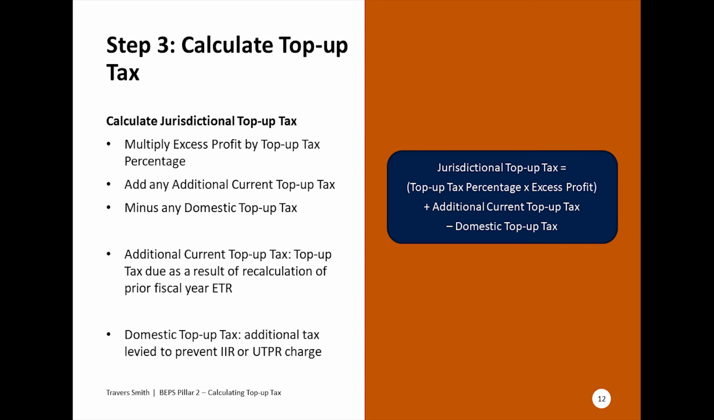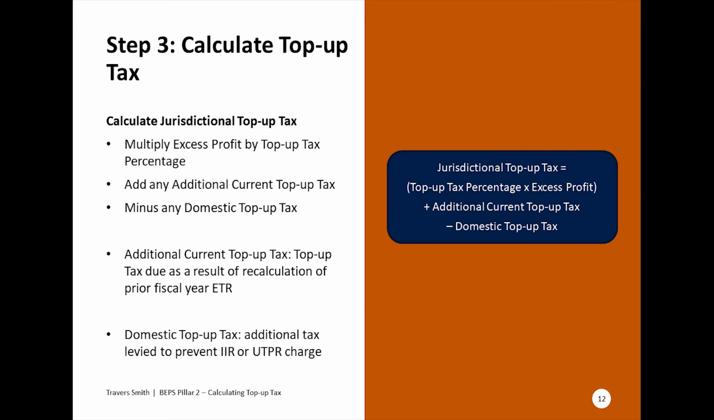What is additional current top-up tax? This is top-up tax which is due as a result of the recalculation of a prior year's effective tax rate. This will only be required where there has been an adjustment to a local tax item. So you wouldn't have to do this where there's been an error by the group. You would just use normal admin processes to correct the return and pay any additional tax. We're looking at something like a transfer pricing adjustment in relation to an earlier year. Where this happens, you'd be required to recalculate the effective tax rate and the top-up tax for the previous year, but that amount is paid as additional current top-up tax in the current year.